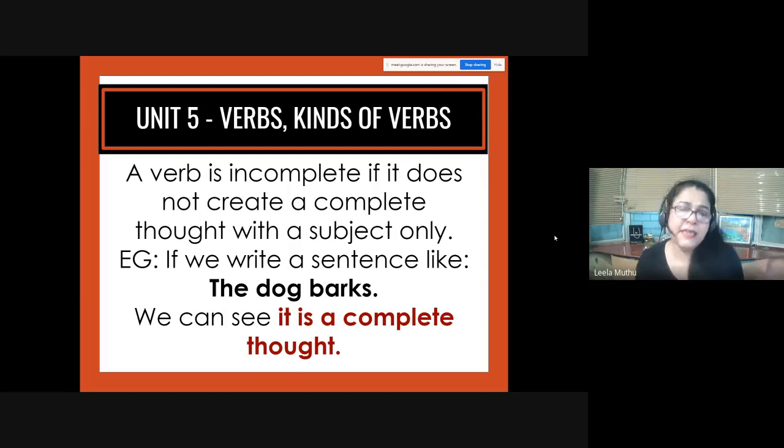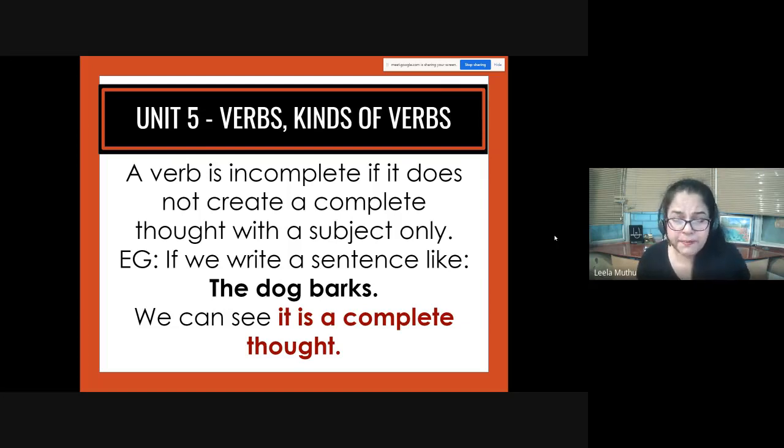For example, if I ask somebody, has she brought her homework? And you say she has, it is something that is understood only between you and her. Because you have asked the question, has she done her homework? Somebody says she has, and you understand. But if just like that somebody says she has, you're not going to know she has what.